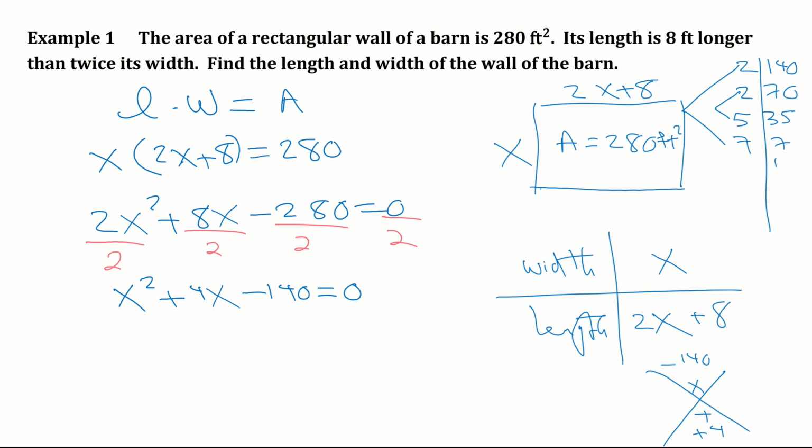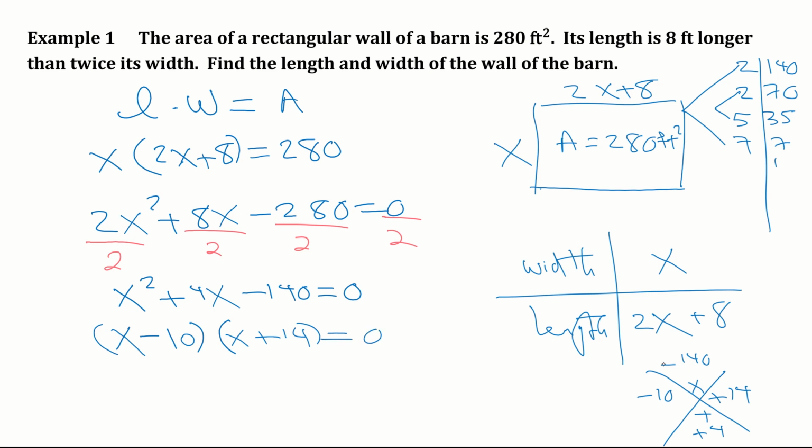So we're going to want a negative 10 and a positive 14, so that the sum becomes positive 4 and the product is still negative 140. We know that one of them has to be negative and the other positive, because we want the product to be a negative number, right? So there we have it. So we have x minus 10 times x plus 14 is equal to 0.